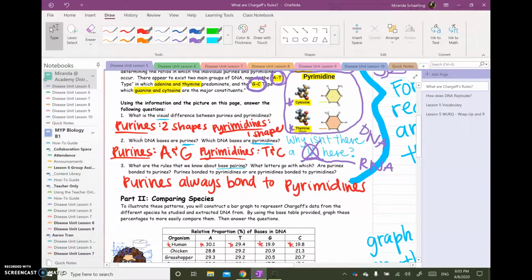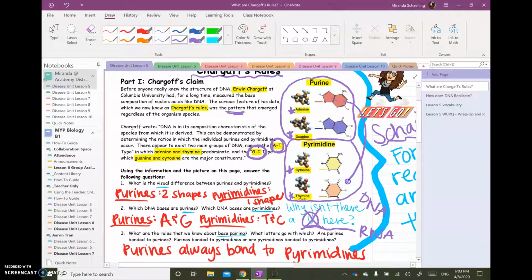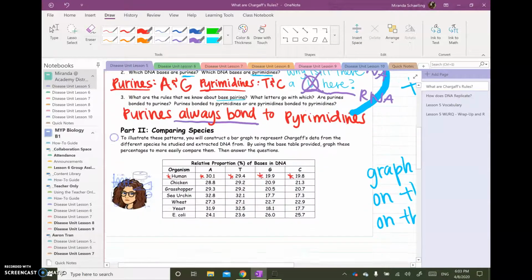What are the rules that we know about these base pairings? What letters go with which? Are purines bonded to purines, purines bonded to pyrimidines, or are pyrimidines bonded to pyrimidines? Now, we know that apples are in the tree, and we know that cars are in the garage. Okay, so it looks like both times we have one purine and one pyrimidine. So what I wrote was purines always bond to pyrimidines. Okay, so A goes with T every time. G goes with C every time, unless there's a mutation.